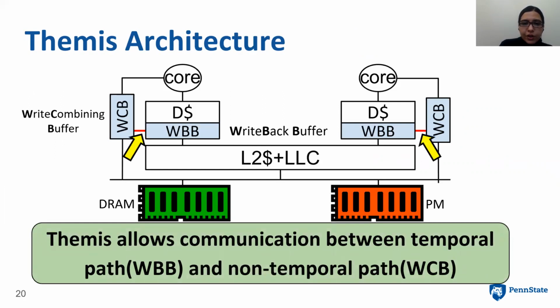Themis communicator propagates WCB updates to the L1 write-back buffer or WBB, which is a buffer that maintains cache blocks that are going to be drained to L2. Using this communication link, Themis enforces the ordering only when it is required.